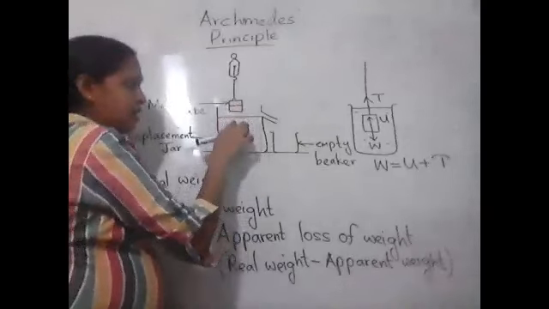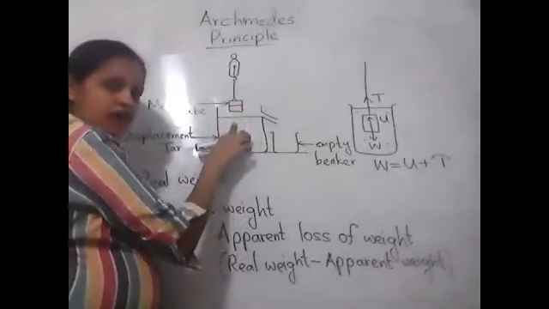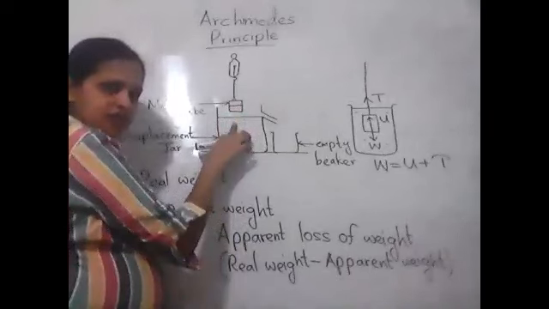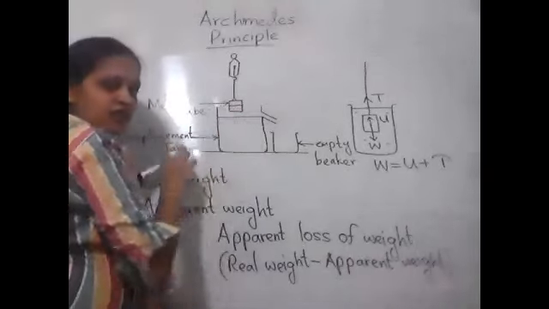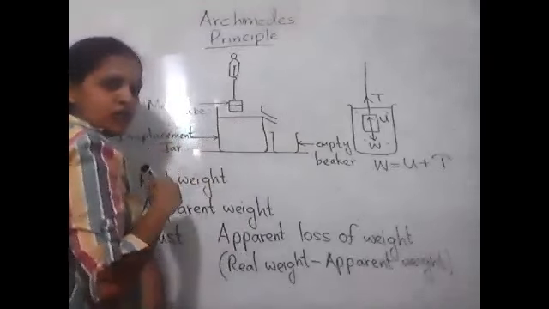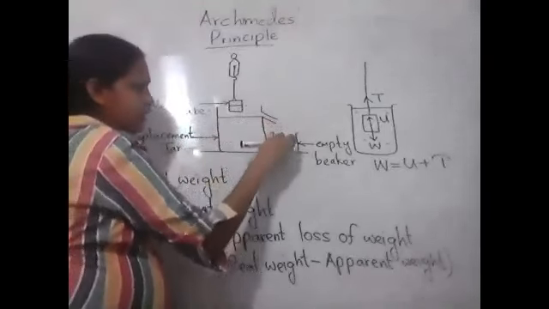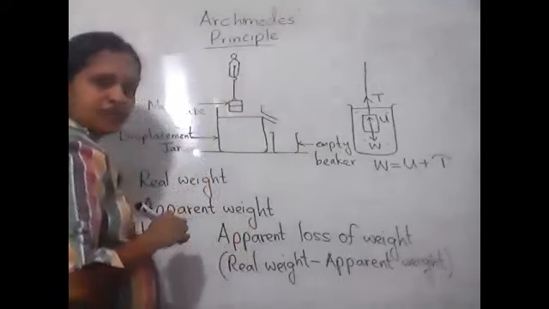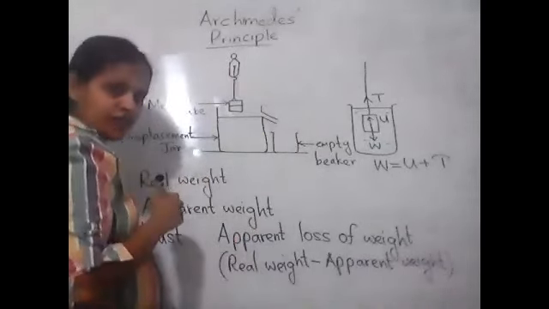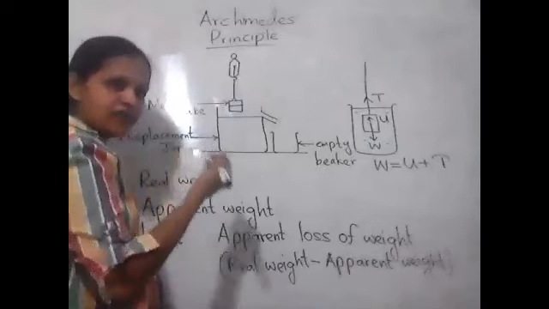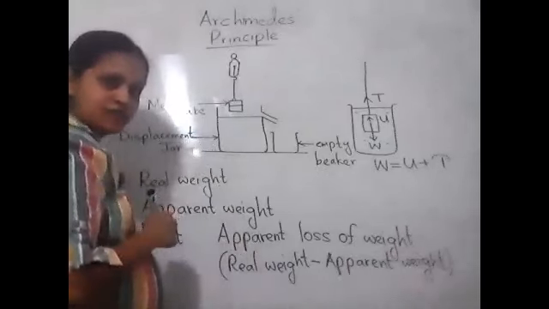If this is partially submerged in water, a volume of water equal to the submerged volume of the metal cube will be displaced into the empty beaker. So we can measure the mass of that displaced water and we can convert it into a weight.